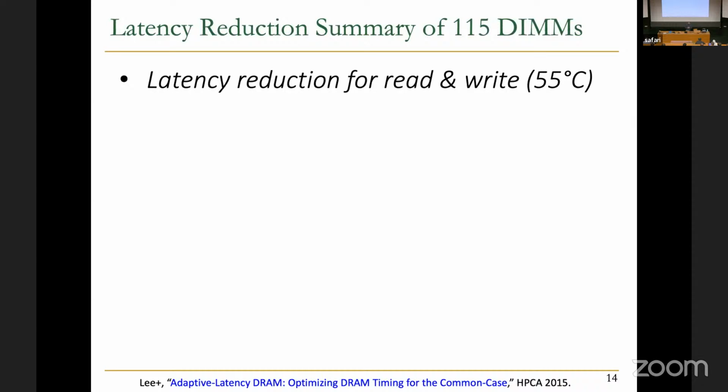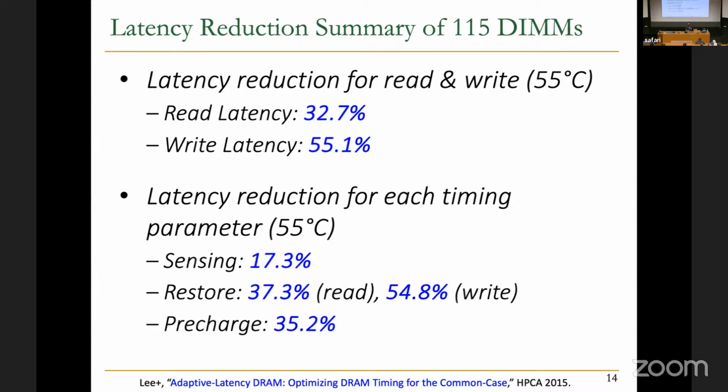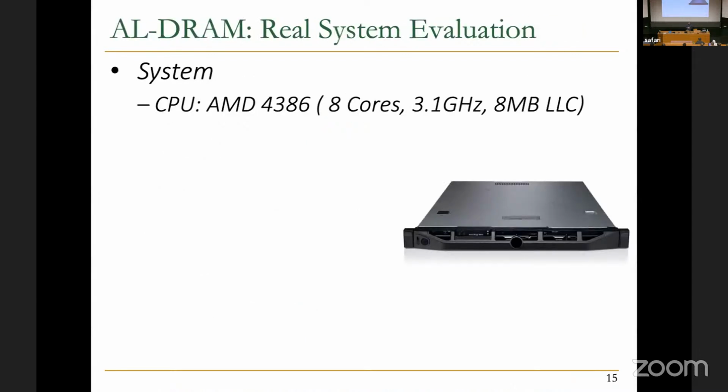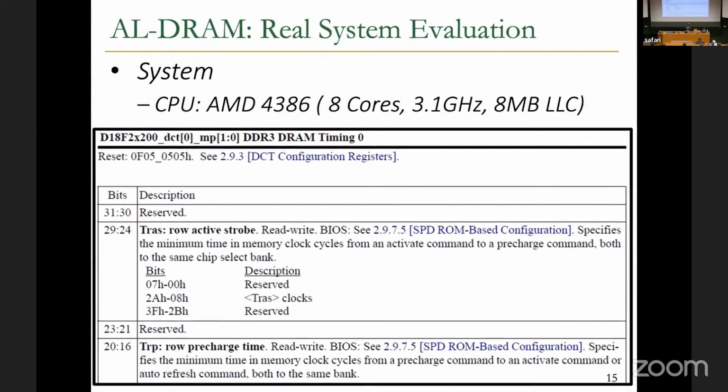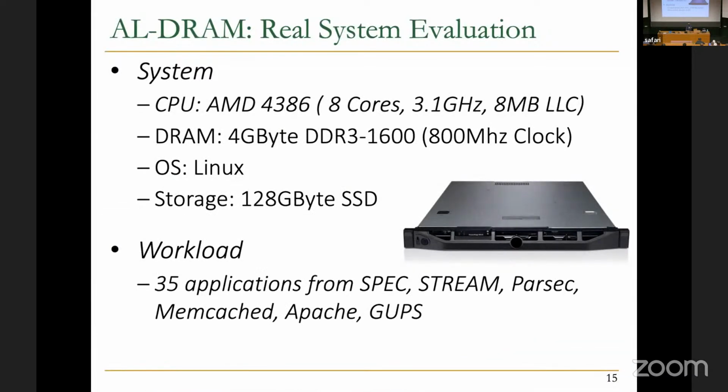These are the results from testing 115 different modules. Overall, when you look at the read and write latencies, you see significant reductions of around 32% and 55%. For the individual operations like activation, column accesses, precharge, or charge restoration, there's significant reduction that you can see in this paper. So it's quite promising, actually. And it's tested on a real system with these parameters and on different workloads, of course.